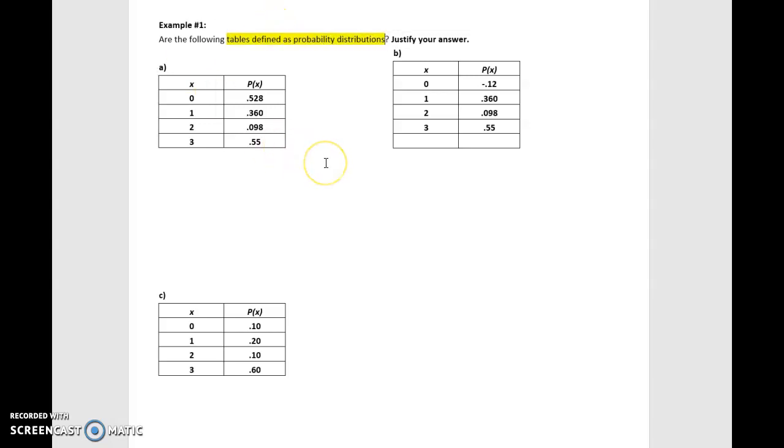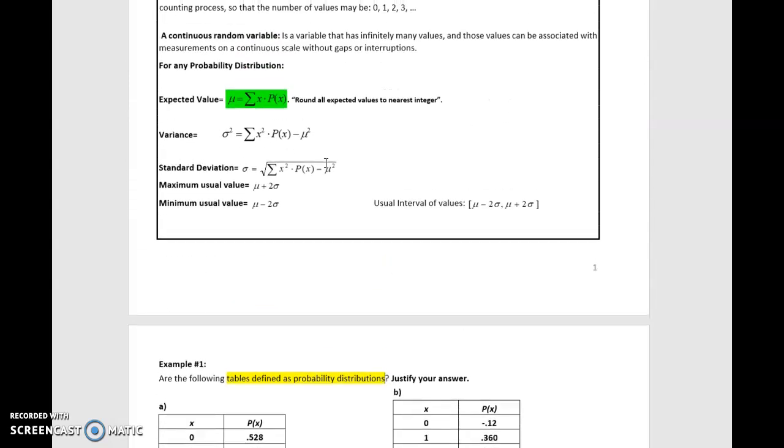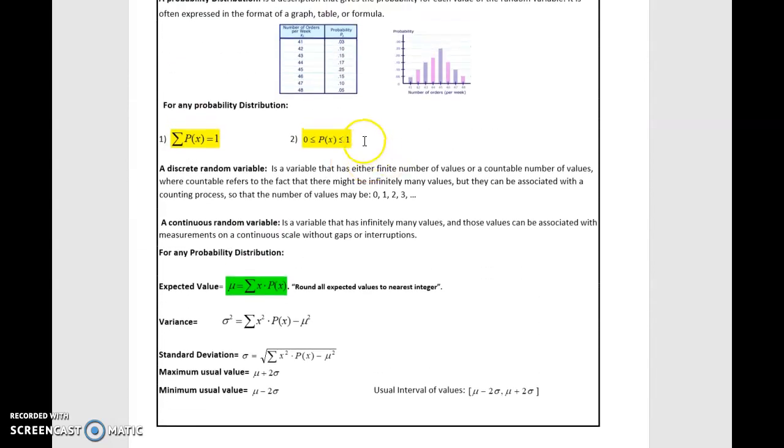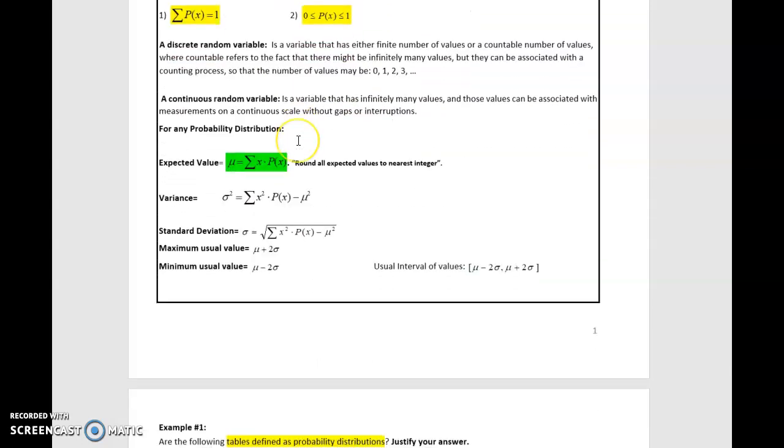For a probability distribution, we technically need a total of two conditions to be satisfied. That is that the sum of the probabilities is equal to 1, and also every value for the probability is between the values of 0 to 1. So we're not allowed to have any value above 1 or negative values.